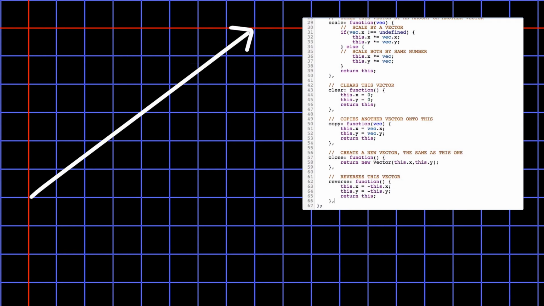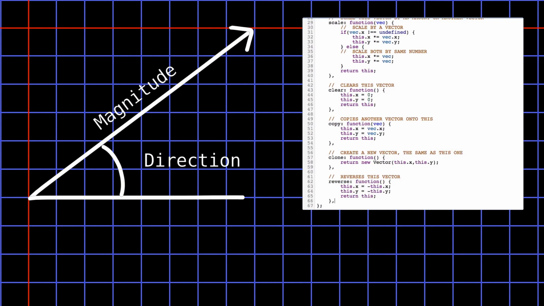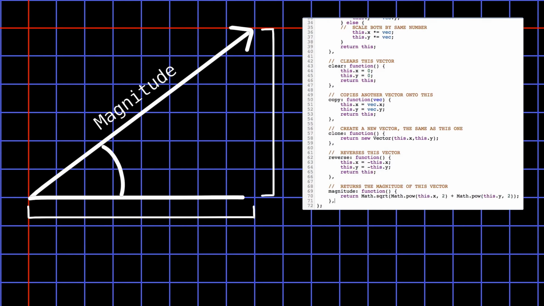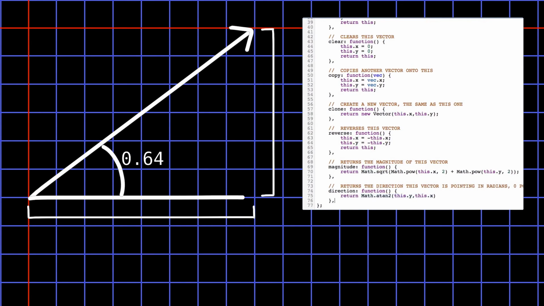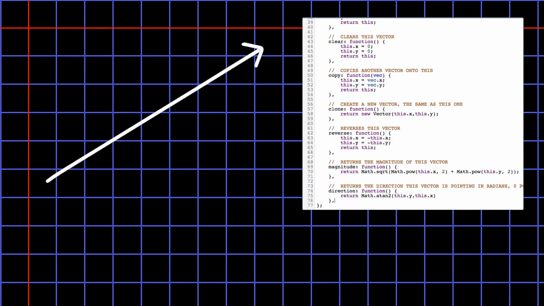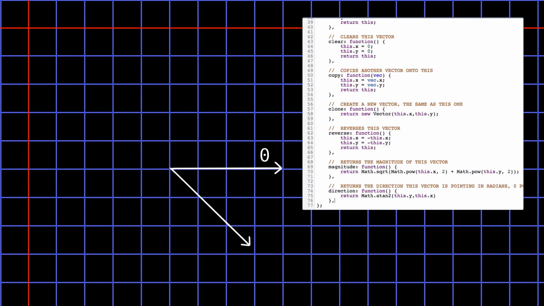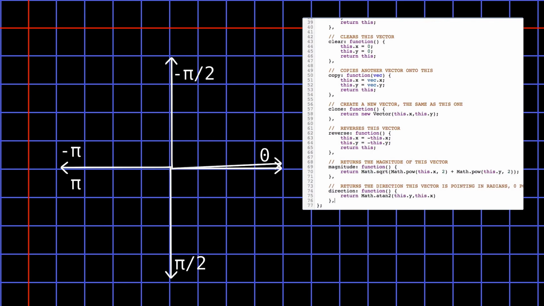Next, we find what the vector is known for, a number with a direction, using trigonometry. The number is called the magnitude, and we use Pythagoras' theorem to find it. Good old a squared plus b squared equals c squared, solved for c. The direction is found with the inverted tangent function, atan2. It will return a value from -pi to pi in radians. Both pi and -pi point to the left, 0 points to the right, pi over 2 points down, and -pi over 2 points up.